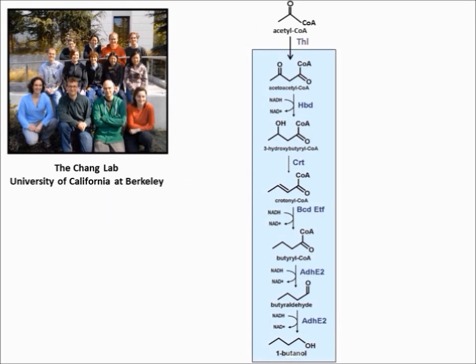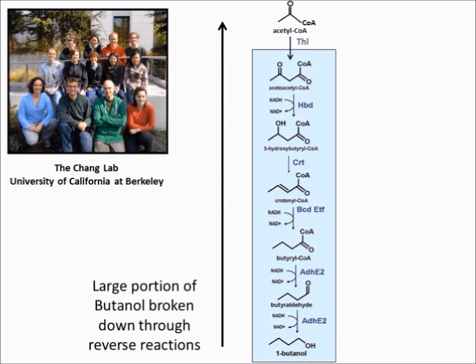As it turns out, when all 5 enzymes from C. acetobutylicum were put into E. coli, much of the butanol being made during fermentation was being broken down into chemical precursors through reverse reactions by the fermentation enzymes. Dr. Chang's lab solved this problem by substituting some of the fermentation enzymes from E. coli with similar fermentation enzymes from other organisms.